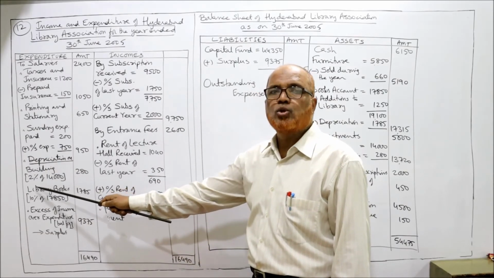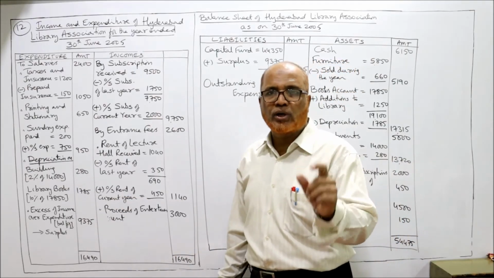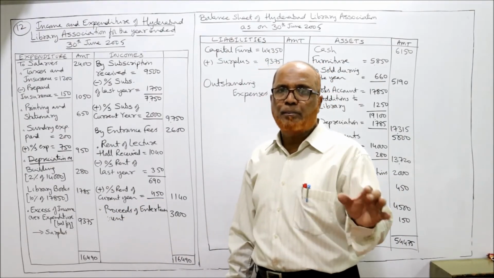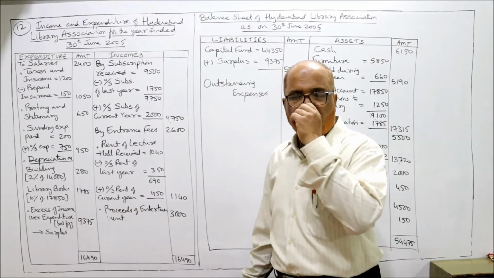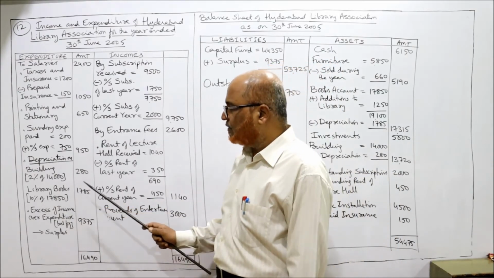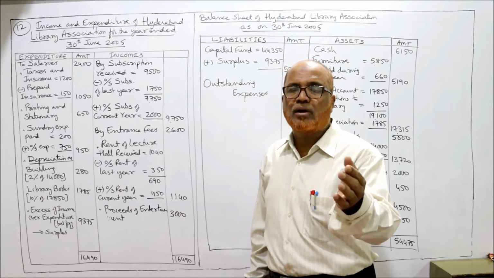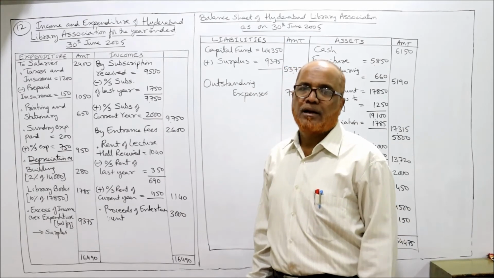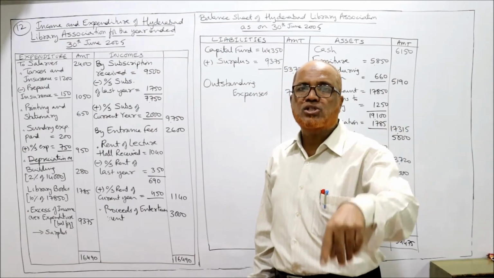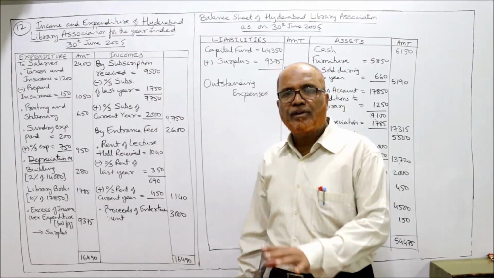Depreciation, building 2% of 14,000. So the value of the building in last year's balance sheet is 14,000, 2%, 280. Library books at the beginning of the year was 17,850 given in the balance sheet. So 10% of 17,850, 1,785. It is assumed that depreciation will not be provided on additions during the year. The books purchased during the year have no depreciation, only on the opening balance. So opening balance 17,850. That's all. We have taken all expenditure.